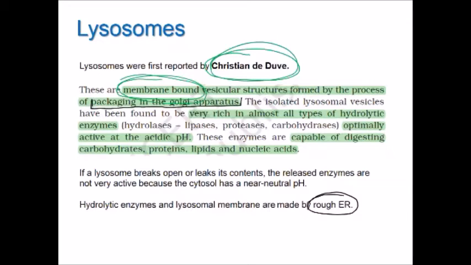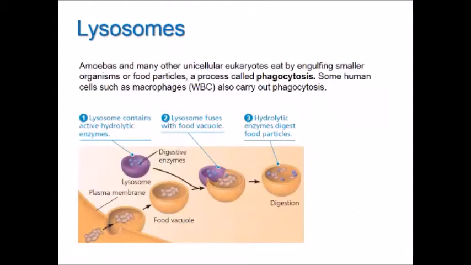Now, lysosome has another function, that is phagocytosis. This you have already studied in 9th standard about how amoeba obtains its food. Amoeba will use pseudopodia to take the food inside, and this food item will be broken down with the help of lysosome. Lysosomes will fuse with the food vacuole, and the digestive enzymes inside the lysosome will digest the food.